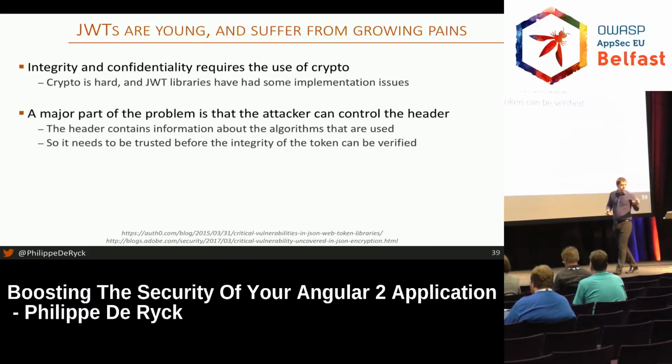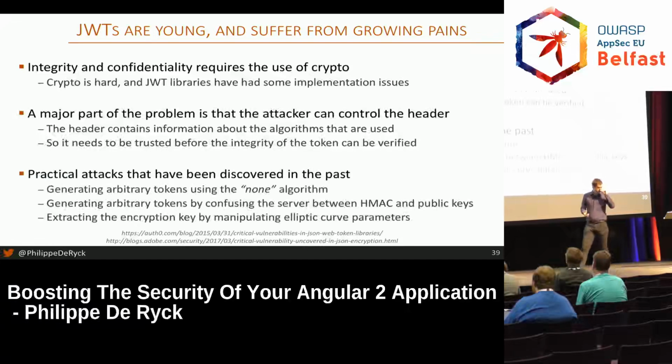One big problem is that the header contains the algorithm that's being used for the signature generation or the encryption, but the header cannot be trusted until the signature has been verified. Yet you need the information that's in there to verify the signature, and that causes some problems. So, a few examples of the past year or two. Essentially, one of the problems is the libraries accepted the non-algorithm. So somebody can simply say, don't verify the signature at all, and give you an arbitrary token that would be accepted. And there are a few others as well. The links are at the bottom of the slide, so you can look it up yourself.